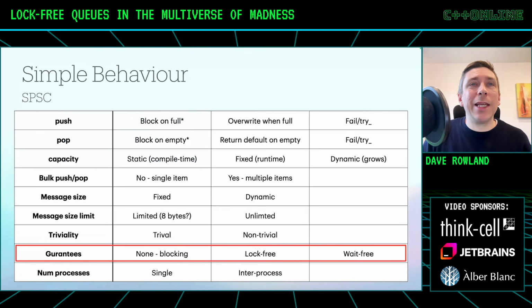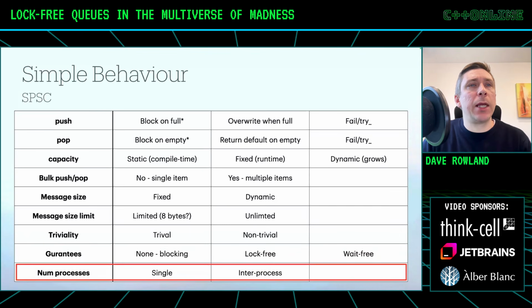And then what guarantees, depending on these configurations, does the queue give you? Is it blocking? So it might have a mutex in it. Is it lock-free, or is it wait-free? And we'll dig into that a little bit towards the end. And then there's how many processes your queue can be used within. Is it just for use inside a single process, or can you send data to another process using it? And when you multiply up all these behavior decisions, that's how you get to the sheer number of lock-free queues that I showed previously.